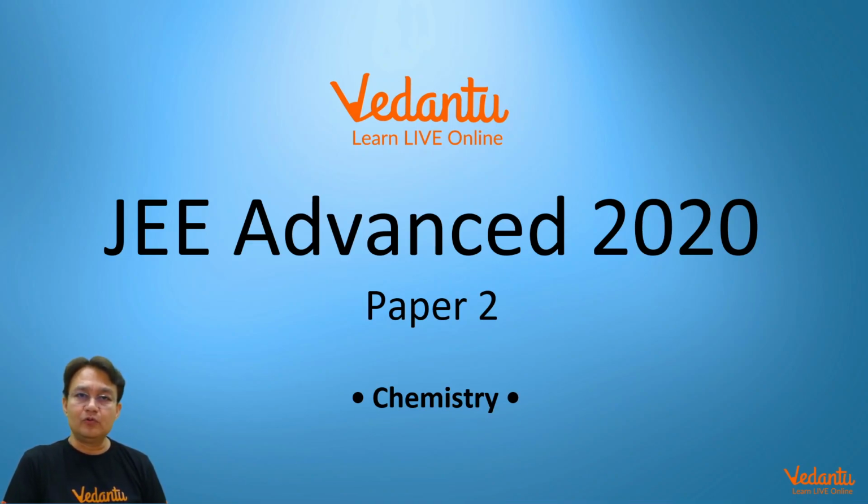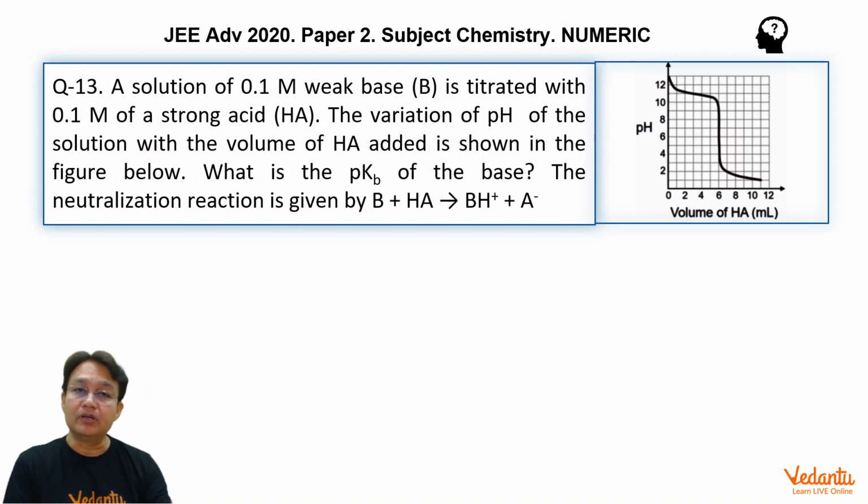I am discussing a few problems in JEE Advanced 2020 Chemistry Paper 2. Let's solve this problem. Question number 13, numeric type. A solution of 0.1 molar weak base is titrated with 0.1 molar strong acid HA. During this titration, the variation of pH is shown in a graph, as you can see. On the graph, you can see the volume of HA on the x-axis and the pH on the y-axis. HA is a strong acid, and what is asked? The pKb of the base.